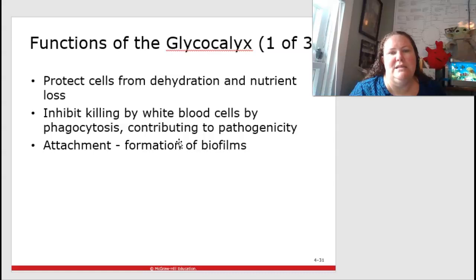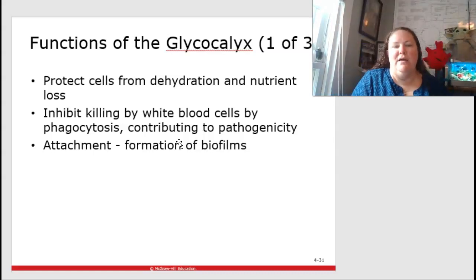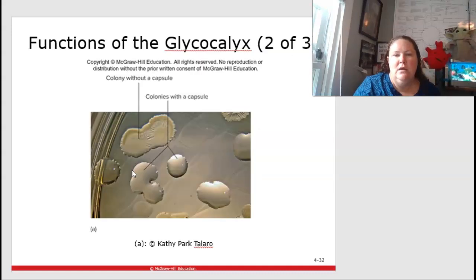So what is the function? Well, the function is to protect the cells from dehydration and nutrient loss. This inhibits killing by white blood cells by phagocytosis, which is that Pac-Man one. It also contributes to pathogenicity, and it can help with attachment by the formation of biofilms, like the slime on your teeth in the morning before you brush your teeth. So here is a picture of a colony without a capsule. It's kind of just a blob, whereas the colonies with a capsule are more organized.